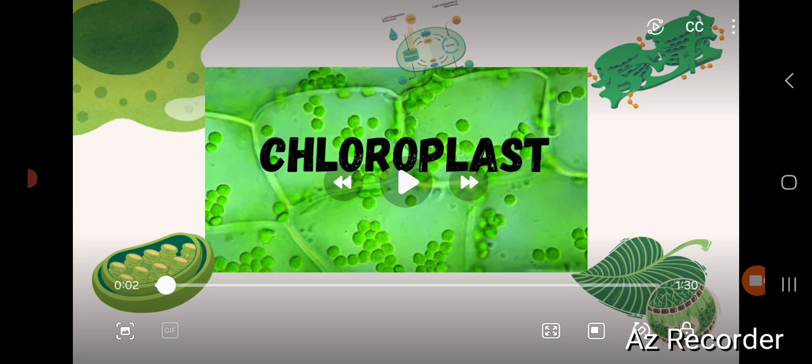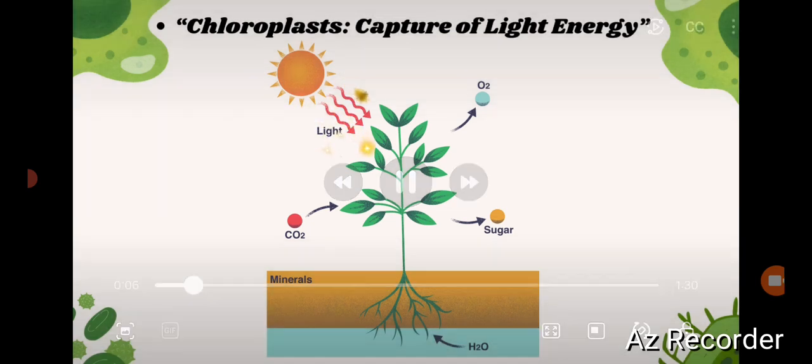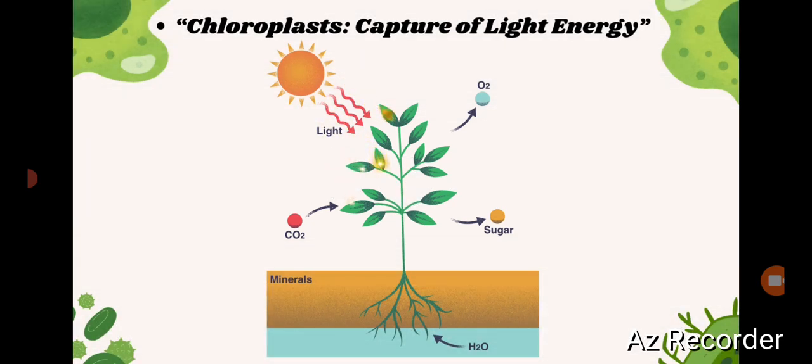Chloroplasts mainly contain the green pigment, that is chlorophyll, along with special enzymes and molecules that power photosynthesis, the main process that creates sugar, the main energy source for plants and indirectly for all lives on earth. And that is what we will study, the structure of a chloroplast, and how it captures light energy.